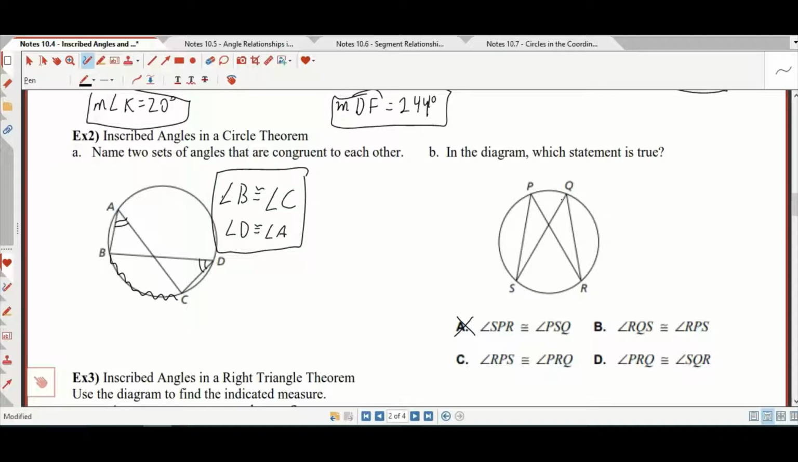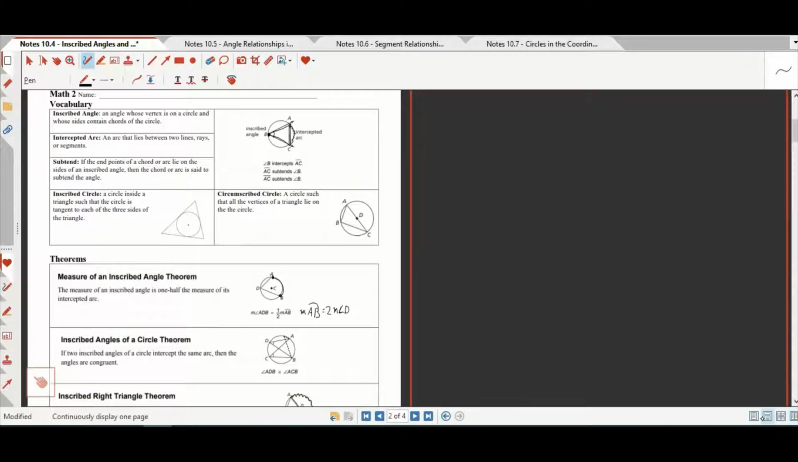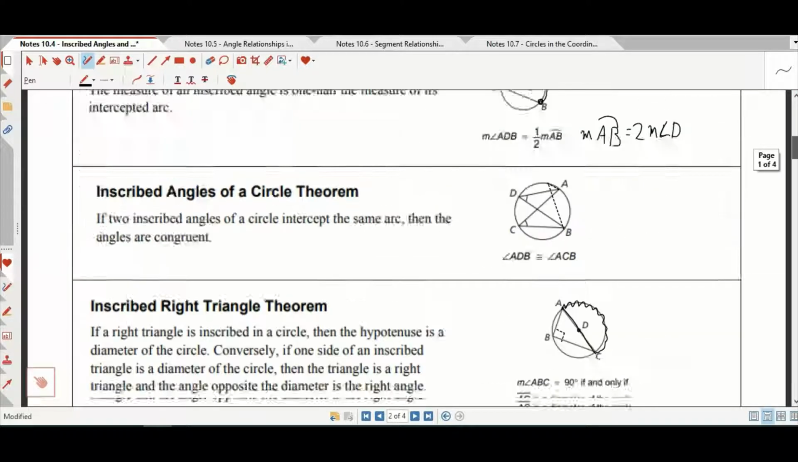RQS, R to Q to S, this angle, and RPS. Do those two cut out the same arc? Yes, they do. And so that is true. Those have to be the same measure because they cut out the same arc. Let's just make sure this isn't a trick question where there are multiple answers.